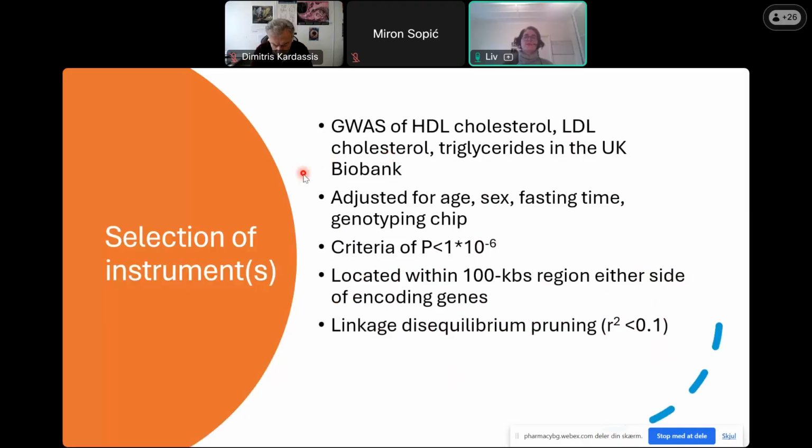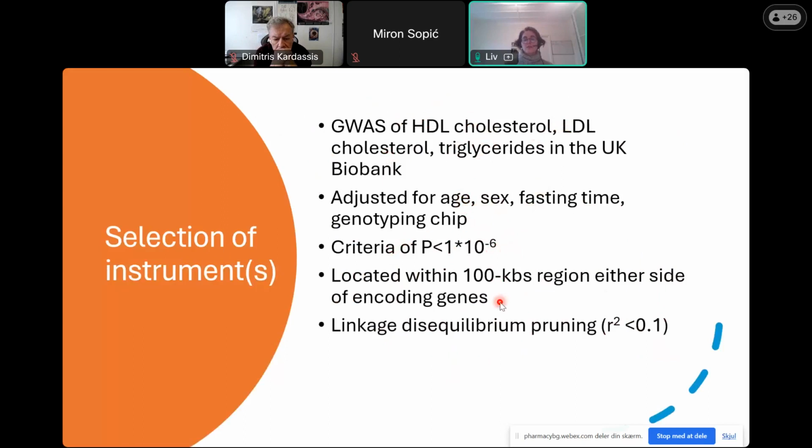Okay, so they then did a GWAS of HDL cholesterol, LDL cholesterol, and triglycerides in the UK Biobank. They adjusted for age, sex, fasting time, and genotyping chip. The criteria for including genetic variants was that they had to be associated with each of these biomarkers with a p-value smaller than 1 × 10⁻⁶.